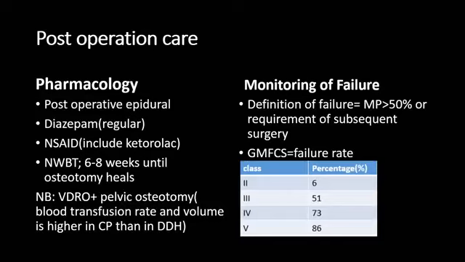Now, depending on the class of the patients, you may expect failure rates. The failure rates: gross motor function type 3 is 50%, 4 is 70%, and 5 is 80%. So the higher the gross motor function classification, the poorer the function and the higher the failure rate. So these patients need to be followed up very closely.